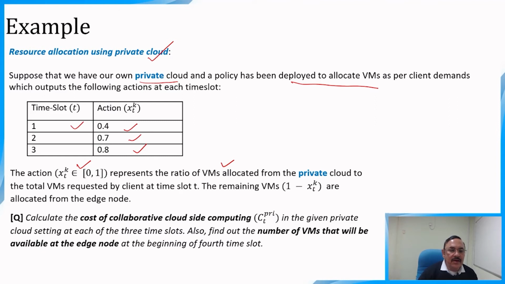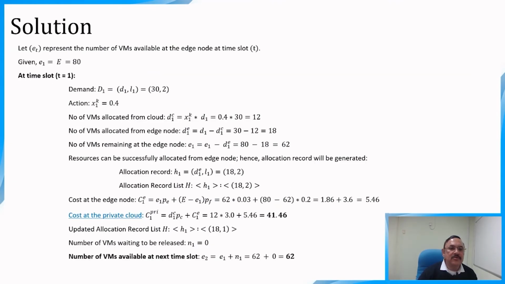Now, calculate the cost of collaborative cloud side computing, that is private cloud, in a given instance cloud setting at 3 different time slots. Find the number of VMs that will be available at the edge node at the beginning of the 4th time slot. So, here if you see the solution of the problem which we have stated, let us say that E t represents the number of VMs available at the edge at the time, and it is 80, as was stated in the problem statement.